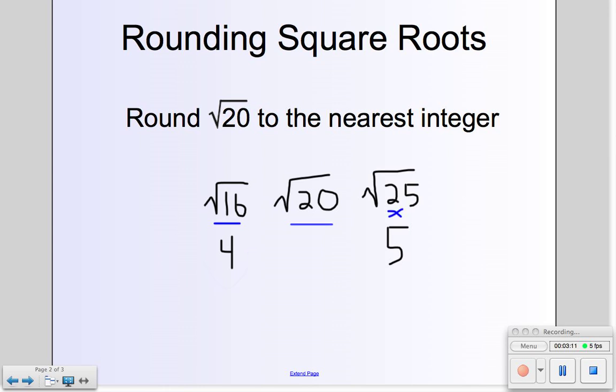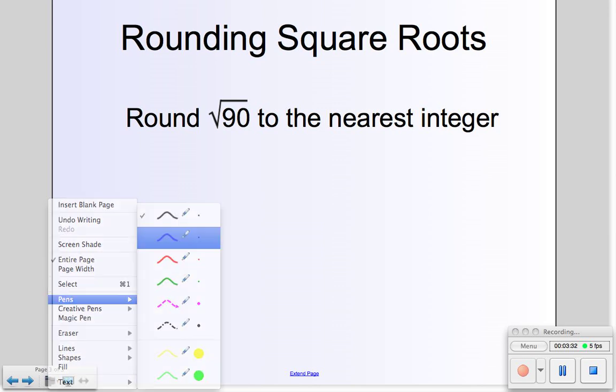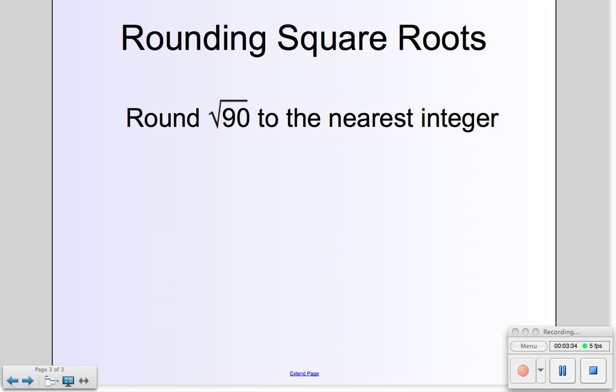So once again, the method is: write your irrational number, your square root of 20. Pick the next closest one that's smaller than it. Pick the closest one that's bigger than it, and then figure out which number it's close to. So in this case, it would be 4. Let's do another example just to solidify it. So in this particular example, they want us to round the square root of 90 to the nearest integer. Okay, different colored pen just to lighten up the mood.